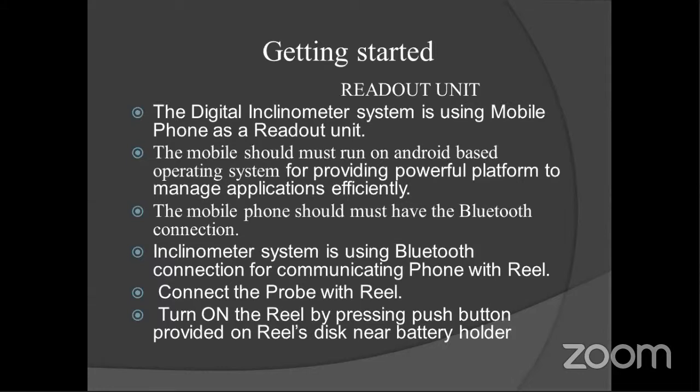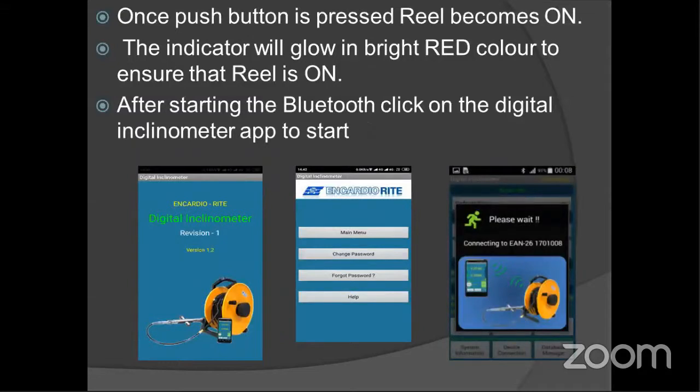If you look at the screen, it will be easy for us to operate through the mobile. And in this mobile there must be a Bluetooth connection, because the inclinometer device and the mobile will be connected through Bluetooth only, and the data will be transferred through Bluetooth only. Once that connection is established between the mobile and the device, this is the type of this.